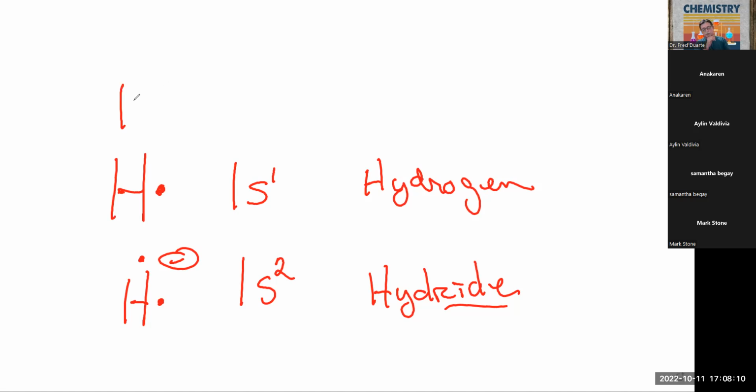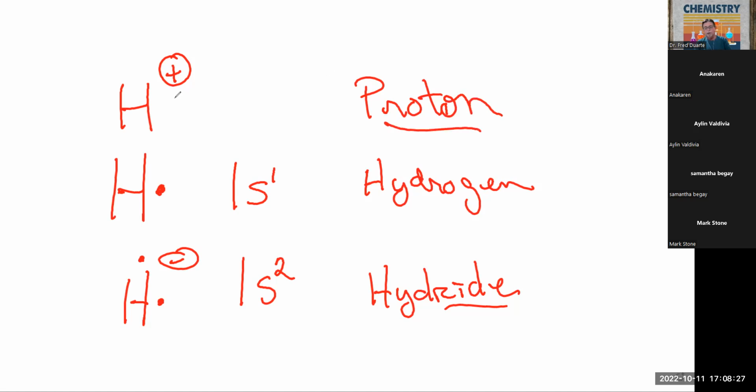Now, what can happen is that one electron of hydrogen can be lost, like the metals underneath it, resulting in what we call a proton, and it has a positive charge. And so that 1s orbital is empty now, because there's no electrons there. All it has is a proton, positive charge. Then you have a neutron for this isotope, right?